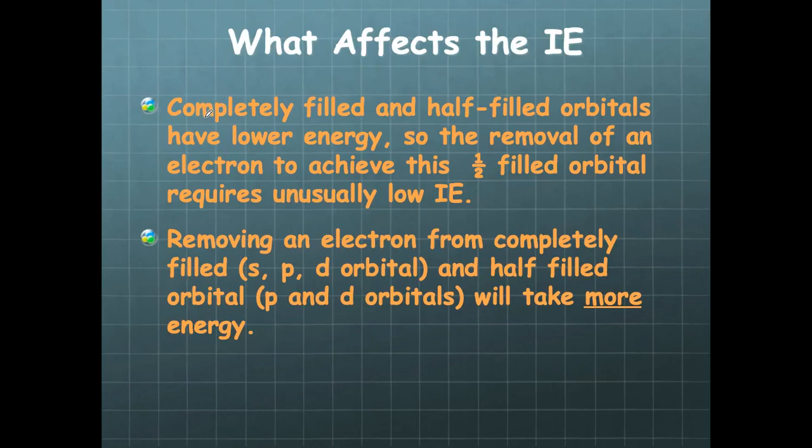The other factors that affect ionization energy would be that completely filled and half filled orbitals have lower energy. So the removal of an electron to achieve this half filled orbital usually requires low energy. So let's look at what we mean by completely filled and half filled. Let's look at a 3D sublevel.